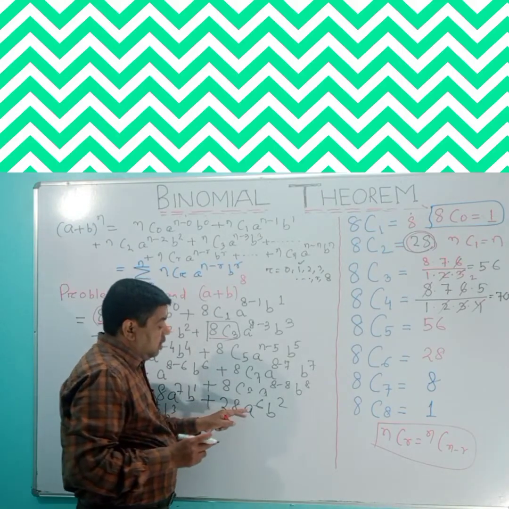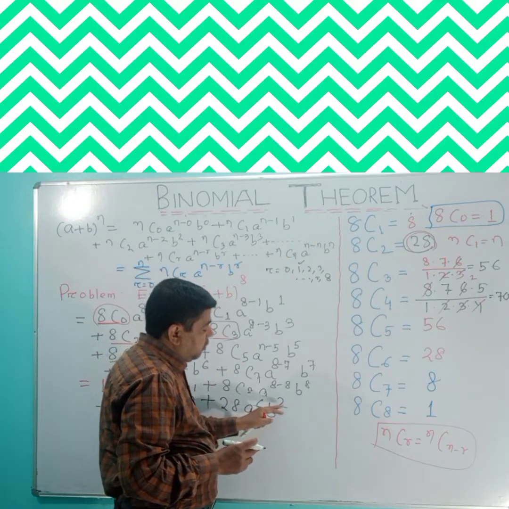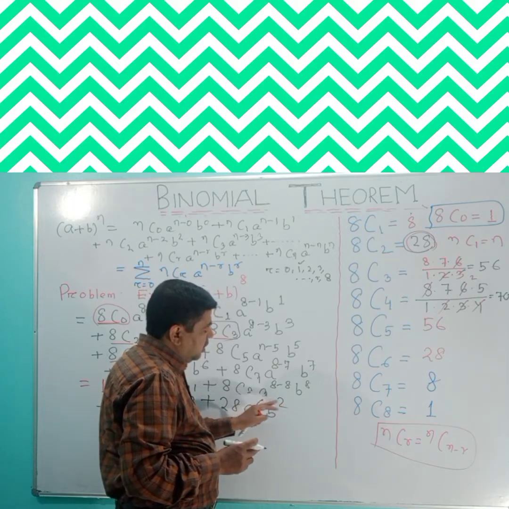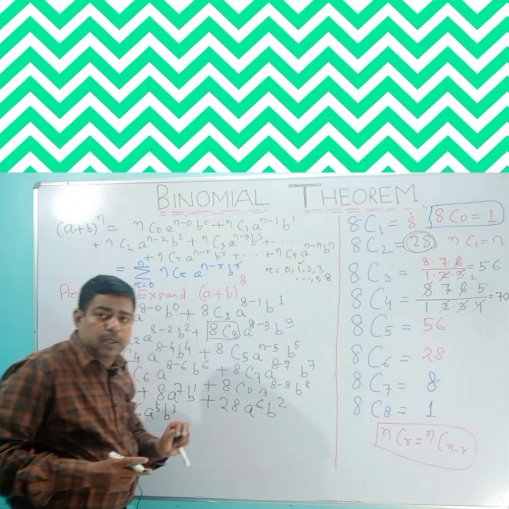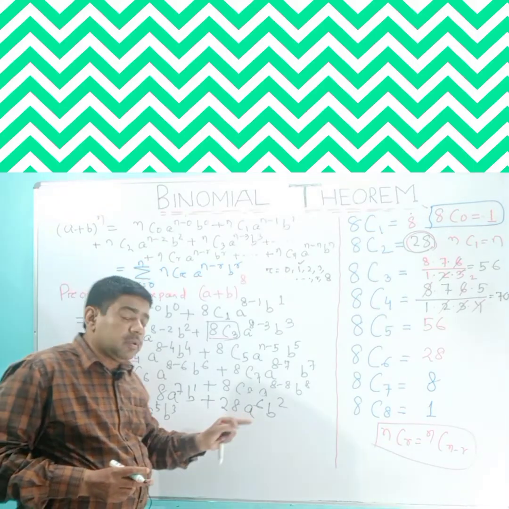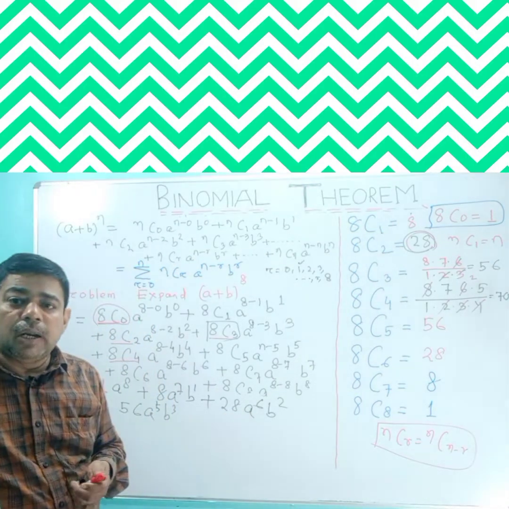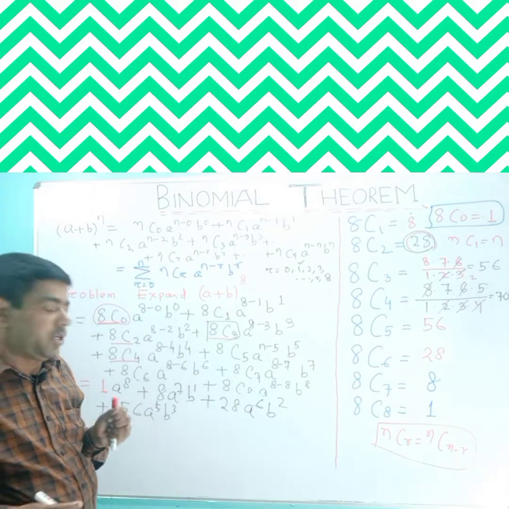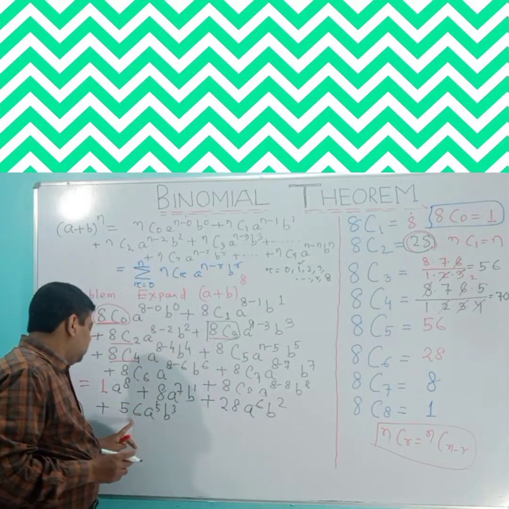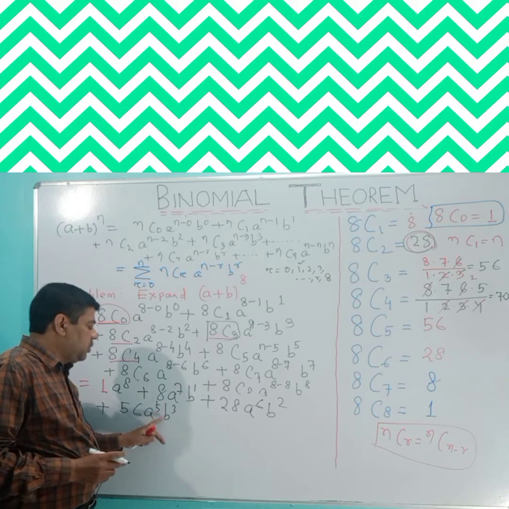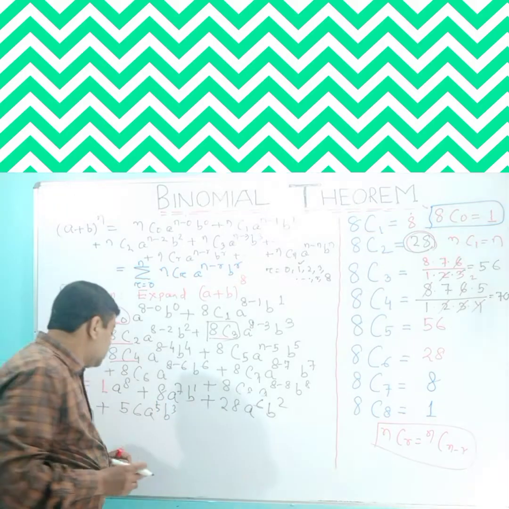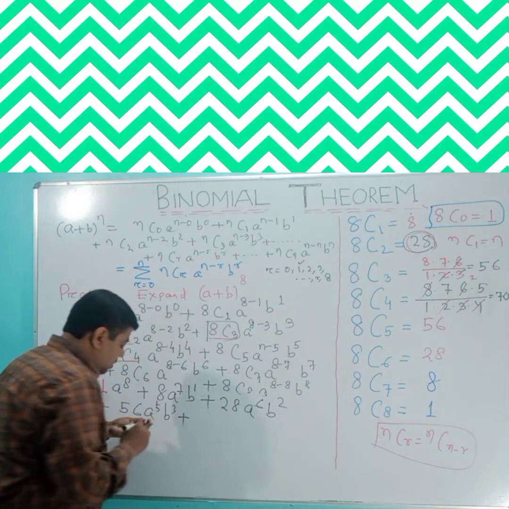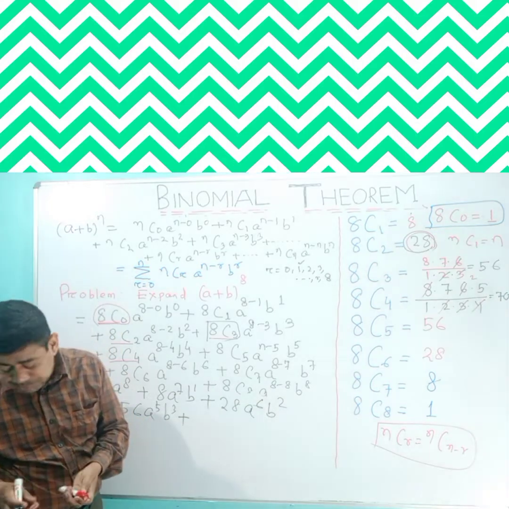Similarly you see a to the power 6, b to the power 2, and 6 plus 2 is 8. So the degree of every term of the binomial expansion is always constant. Similarly here you see 56, a to the power 5, b to the power 3, 5 plus 3 is 8. Similarly you can write. This is one of the concepts for you.